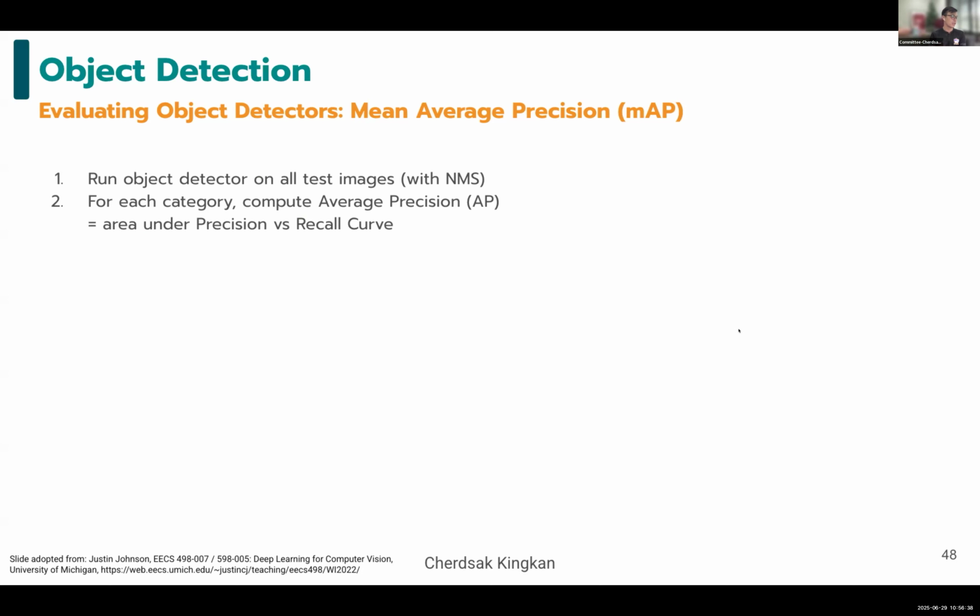So how does that work? When you are going to evaluate the performance of the model, you run it on a test dataset. You run the object detector on all of the test images, and then you perform NMS, which means you eliminate the overlapping boxes. Then for each category, you compute the average precision, which is equal to the area under the precision-recall curve.